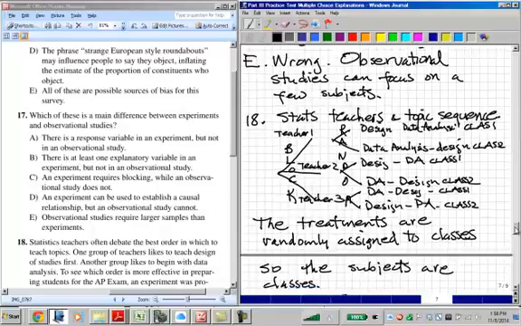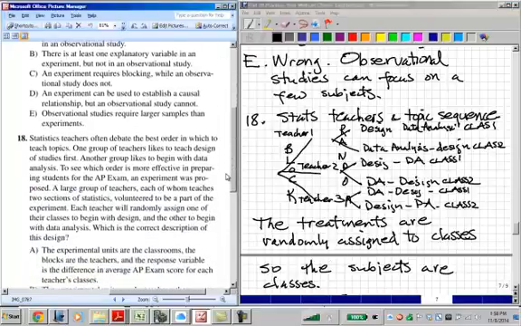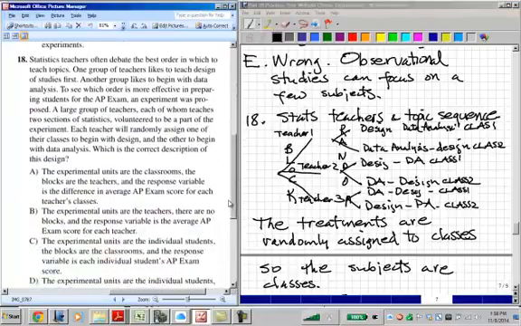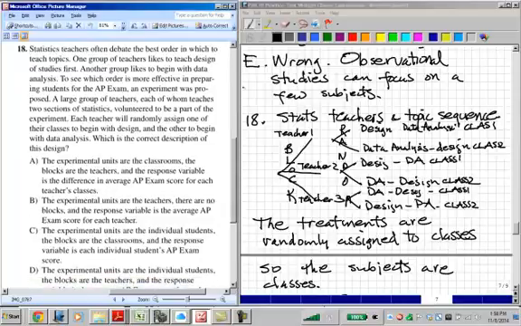Okay. 18, the stats teachers and the topic sequence. Okay, so here's what they're talking about. They're going to pick teachers with two groups of two stats sections, and then have them randomly select the class to get either data analysis first and then design, or vice versa.